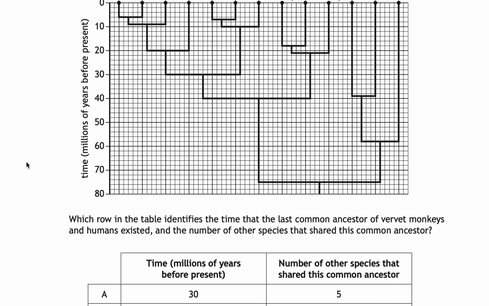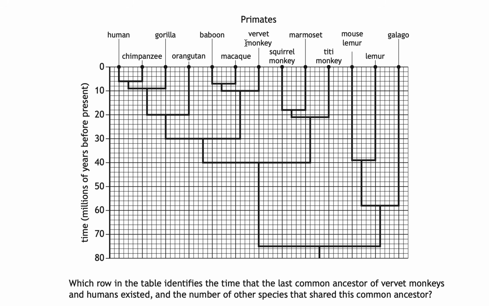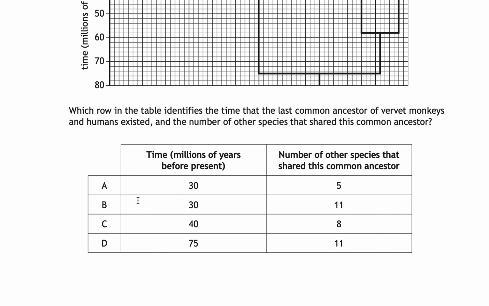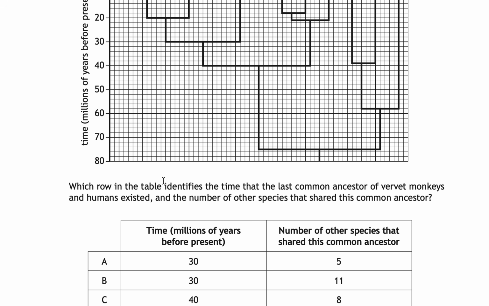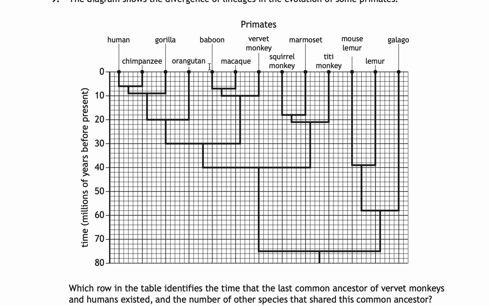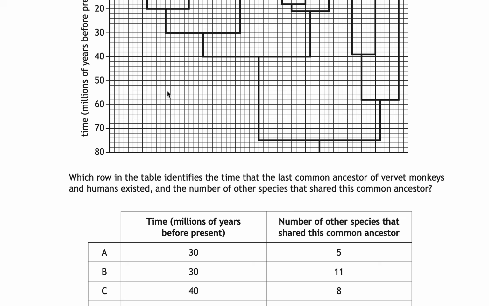So 30 million years ago was the last common ancestor of vervet monkeys and humans. If you see the cursor here, you can see it. If you trace these both back, you get to this divergence point, which is 30 million years ago. The question also asks the number of other species that shared this common ancestor. So from this point onward, how many other species? There were 5. So the answer for this is A. 30 million years ago, and there are 5 other species in this area here, apart from the humans and the vervet monkeys.